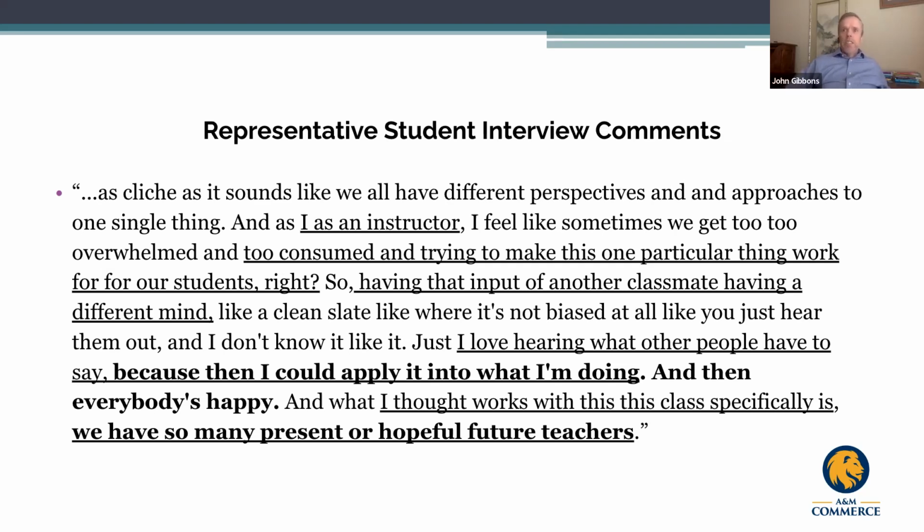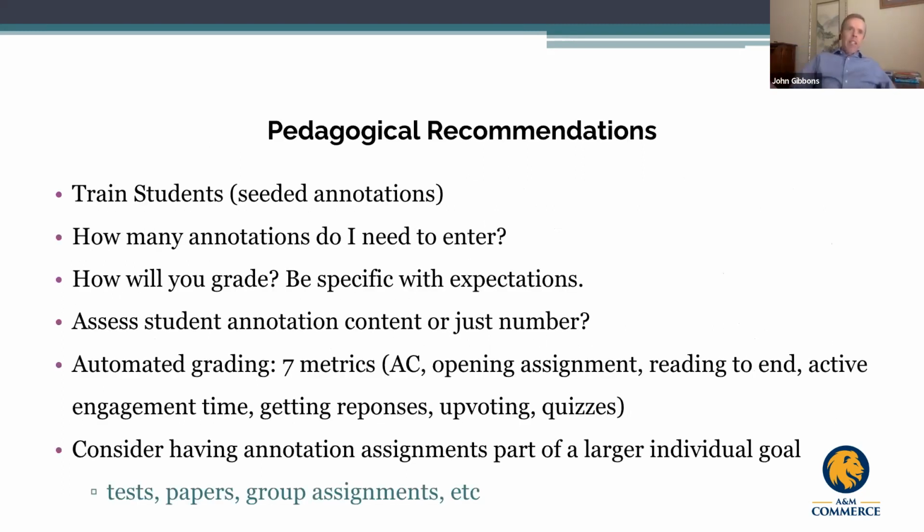And I thought that's what worked with this class specifically, is we have so many present or hopeful future teachers. So again, this class makeup was particularly perfect for this kind of interaction because they had students that had hard goals outside and beyond this class. The class was topical for what they want to do, but you had a ready-made community going into the class. So what are some pedagogical recommendations?